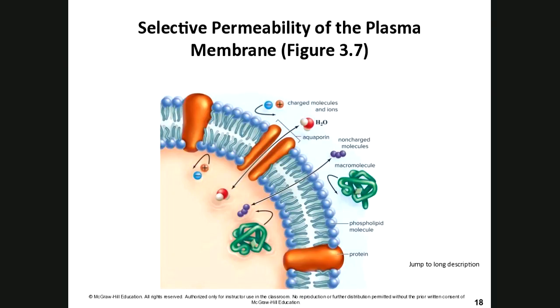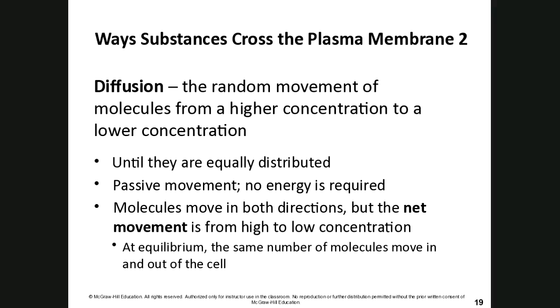So since we're talking about things going across the plasma membrane, how does stuff get across the plasma membrane? Well, there are really just a handful of ways that this is done. To break it down, either a cell can expend energy to move things across the plasma membrane, and we call that active transport, or a cell does not have to expend energy, and that we call passive transport. So first, let's talk about the different types of passive transport.